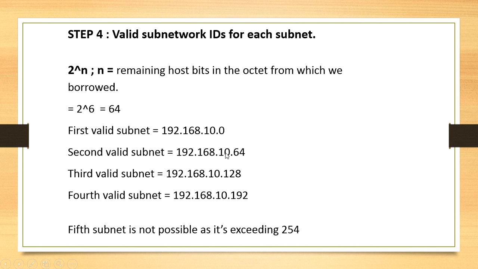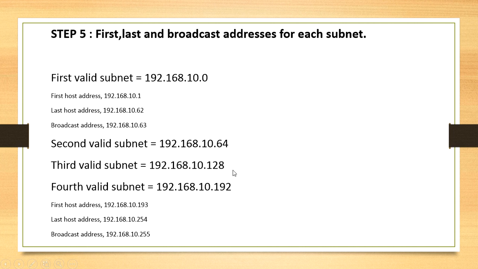And the second valid subnet, as I already told you in the previous step, this will be the second subnet. So if we want to find the broadcast for this second valid subnet, we just need to subtract 1 from the next subnet. Like for the second subnet, if we want to get the broadcast, we need to subtract 1 from the next subnet. You got the idea, right? That is what I'm trying to say.